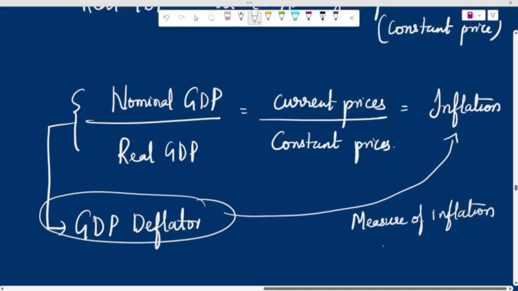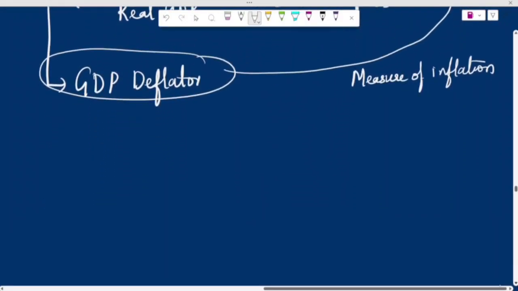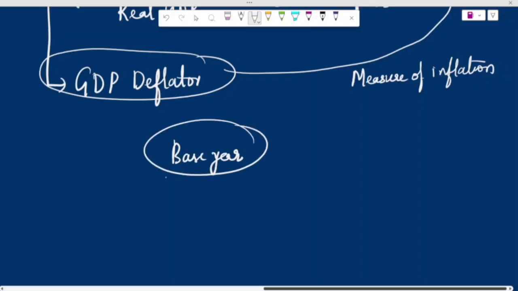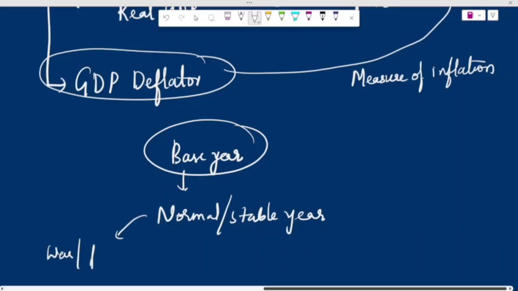We can expect one question from GDP deflators. Why? Because our government is trying to change the base year from 2016 to 2024. Why they are changing it, we'll be speaking about that. Then we'll be speaking about base year. So base year, I told, is a normal or stable year in which there is no war, no famine, no supply shocks, no droughts, no floods.